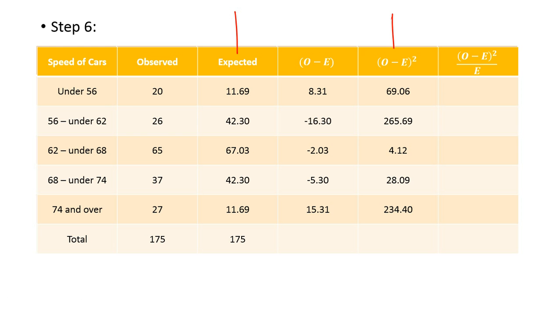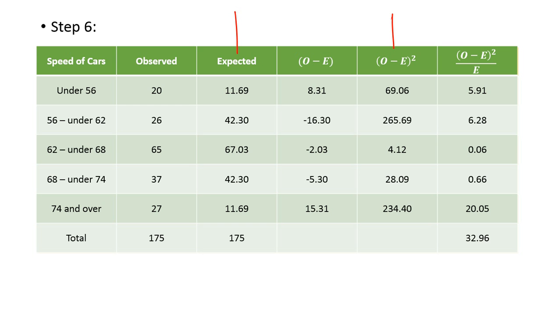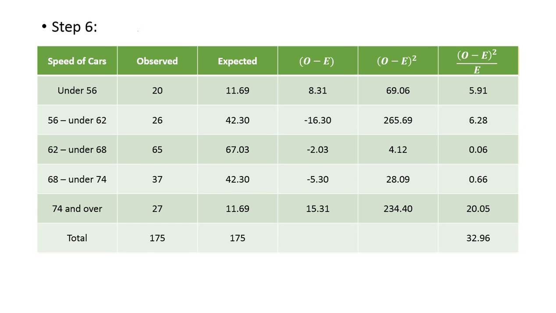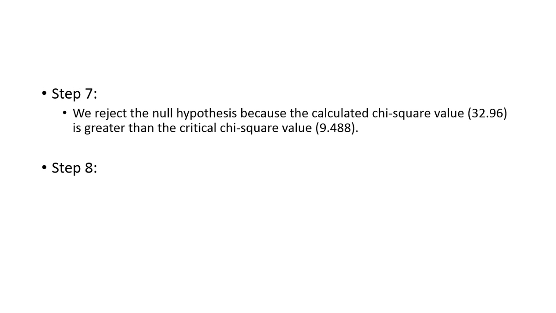So we go 69.06 divided by 11.69, and then we get our numbers: 5.91, 6 point whatever. You see some of them are smaller, except for that last one, which kind of got away from us. When we add all these up, we get 32.69, which puts us over our critical value. So in step 7, when we state whether we reject or fail to reject, we would reject this because our 32.69 is larger than 9.488. Because of that, our null hypothesis is rejected.